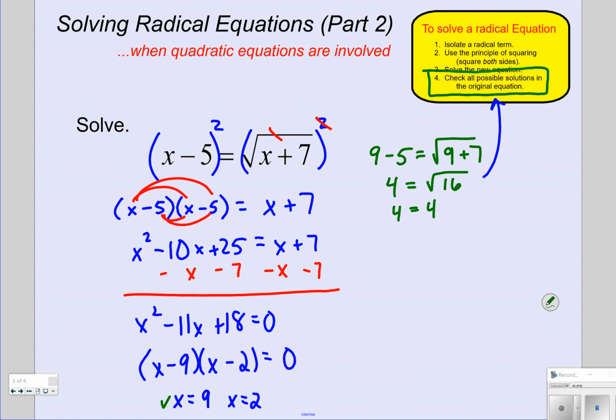And then I plug in my other one, 2 minus 5 equals the square root of 2 plus 7. So negative 3 is equal to the square root of 9. And remember, that's the principal square root, so it's a positive. So negative 3 does not equal 3. So this is not one of my solutions. So there's only one solution, and that solution is x equals 9. I could put that in my solution set.